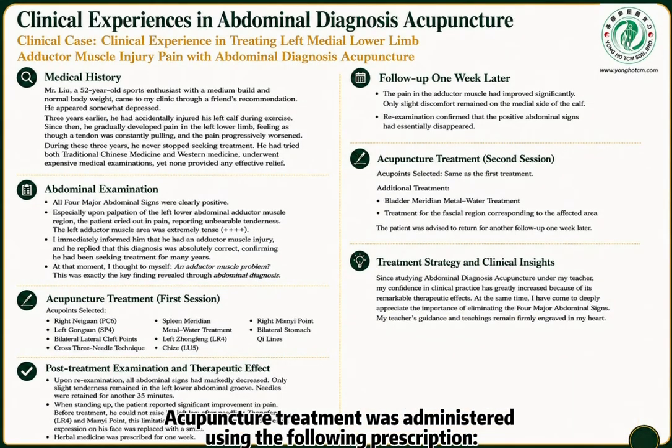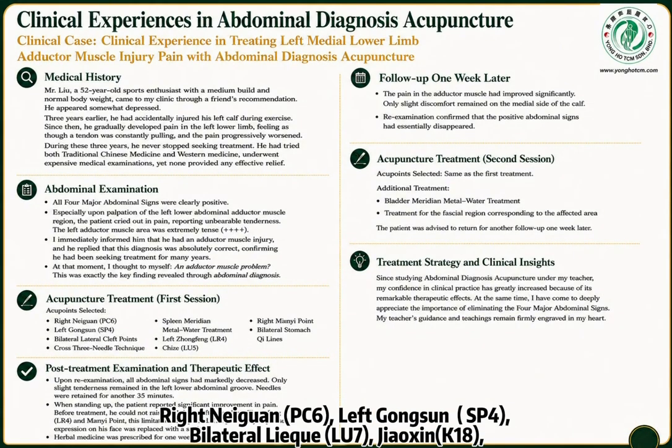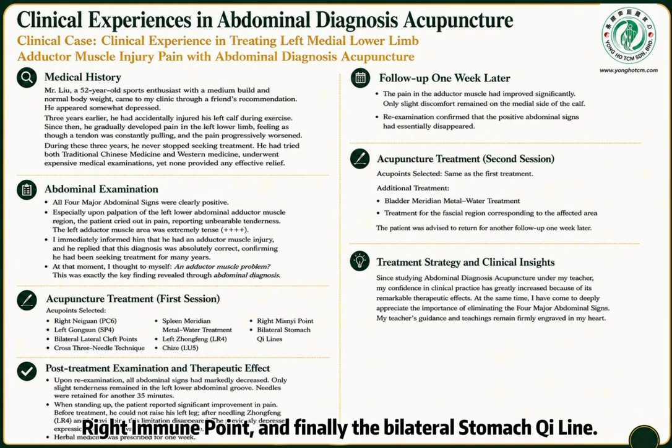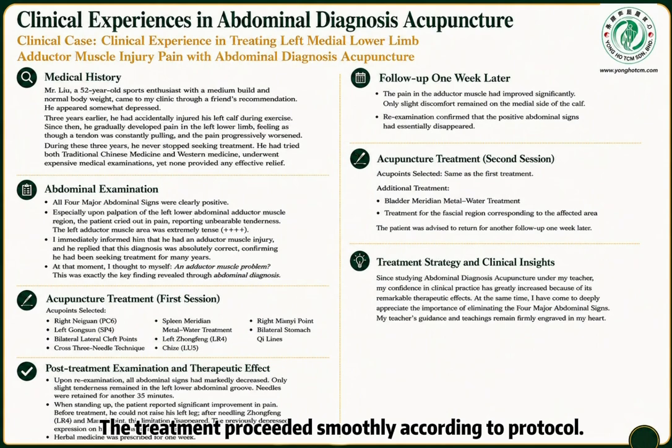Acupuncture treatment was administered using the following prescription: right Neiguan PC6, left Gongsun SP4, bilateral Lieque LU7, Zhaohai KI6. The metal water treatment of the spleen meridian, left Taichong LR3, Zhongzhu, right immune point, and finally the bilateral stomach meridian. The treatment proceeded smoothly according to protocol.